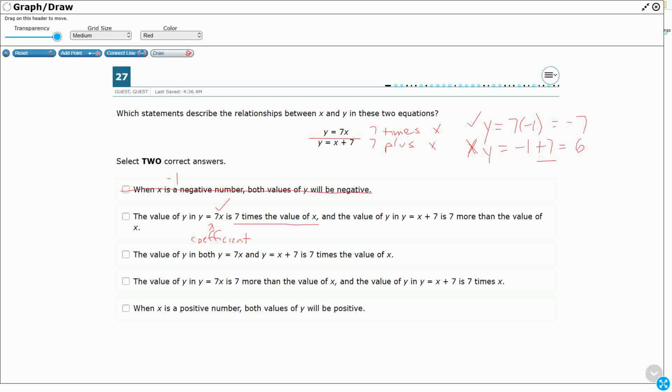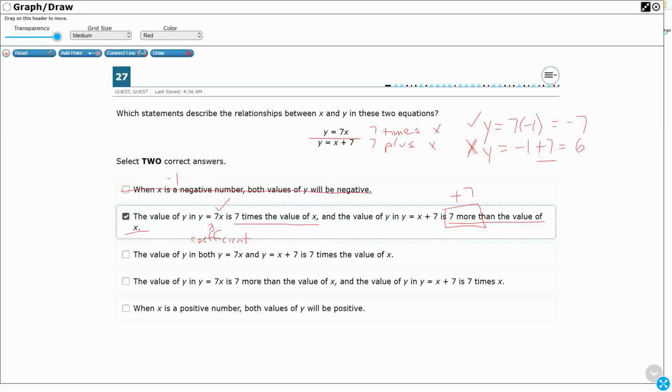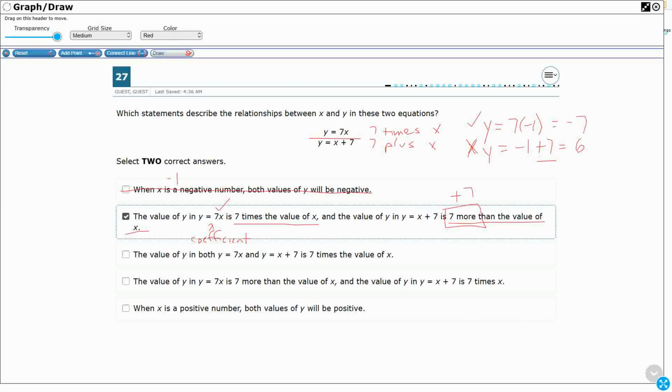So that is correct. And the value of y in y equals x plus 7 is 7 more than the value of x. Yeah, that's what the 7 plus means, or the x plus 7. Yes, so this is correct, 100%. Basically, they're just describing the difference between the two types of relationships that we're looking at, additive and multiplicative. So let's find our other one.